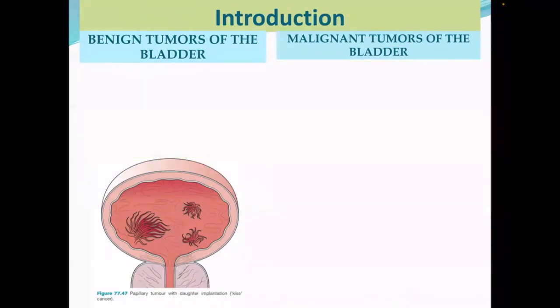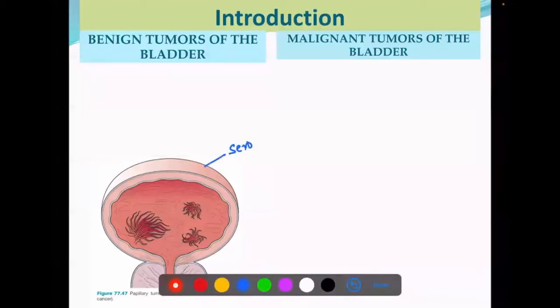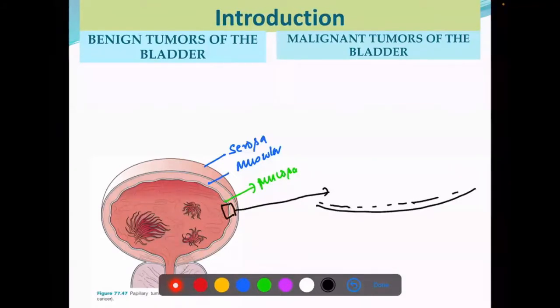So this is the bladder. This is the serosa or adventitia. This is the muscular layer, also known as detrusor muscle. And the innermost layer you can see over here is epithelium, or you can say mucosa layer. Let me draw the mucosa only, okay? This part, magnified. Mucosa has some lamina propria.